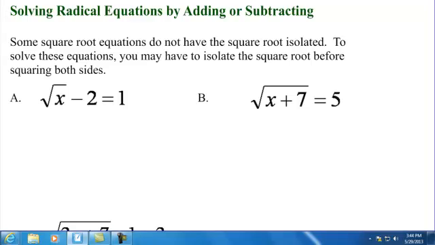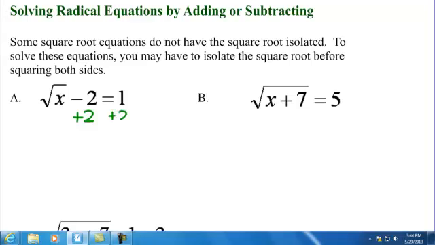Sometimes you need to do a little more work before squaring something, and then other times once you square something you have to do a little more work. So let's do A and B, and then you guys can try C on your own. So before I can square both sides here, because if I squared both sides, I'd square all of that, and then I'd have to double distribute. No thanks to that. So instead, I can get the square root of x by itself.